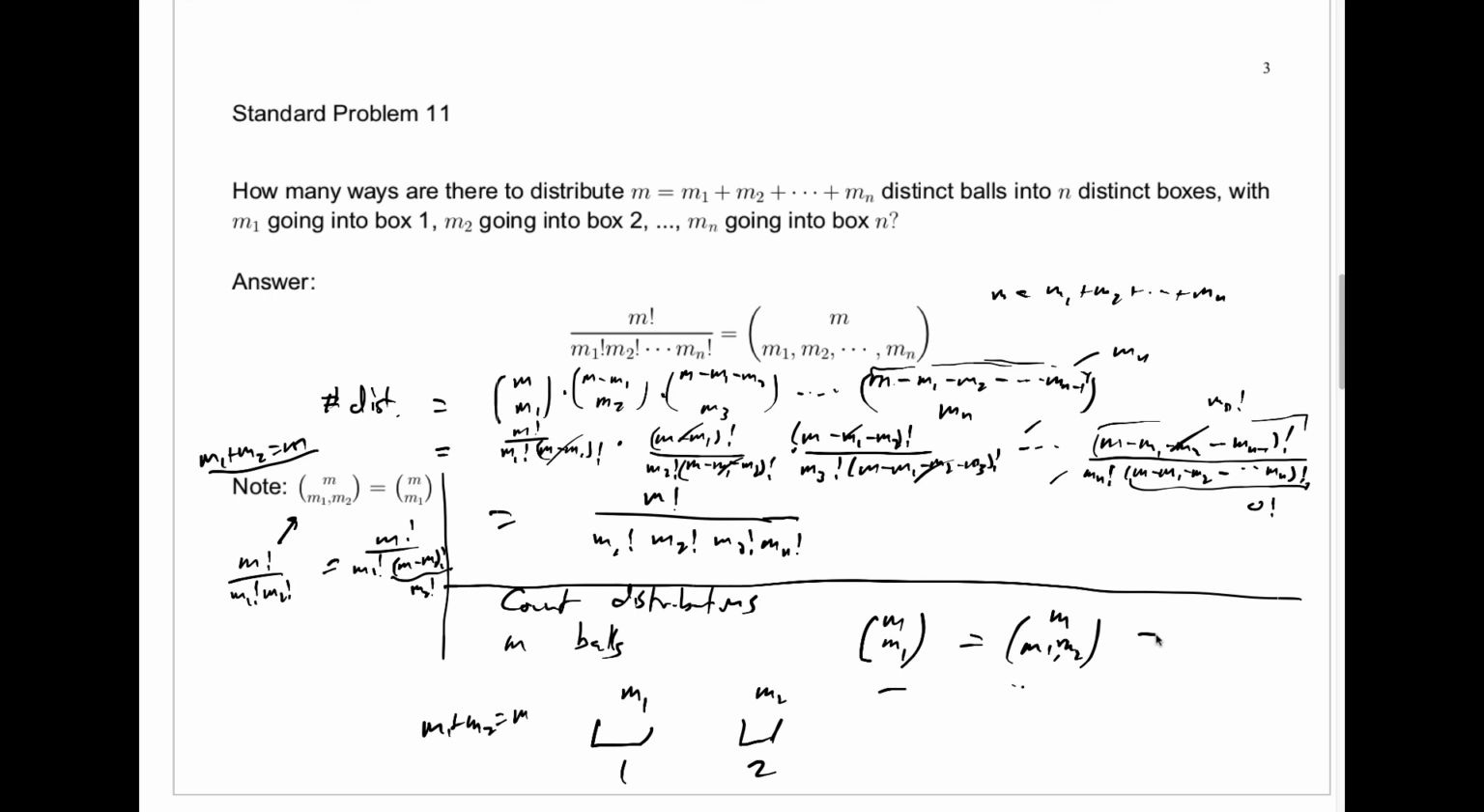Notice, of course, that we get the same thing if we have m choose m2. That combination number will be the same as m choose m1, precisely because m1 plus m2 equals m. Or combinatorially speaking, the number of distributions I can find just by counting how many ways I can choose the m2 balls to go into box 2. All the rest then have to go into box 1.